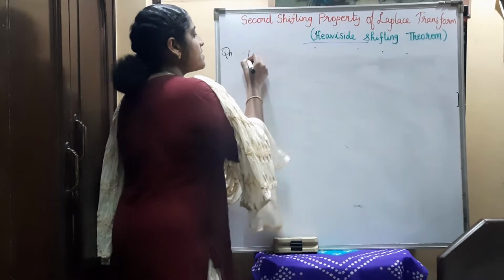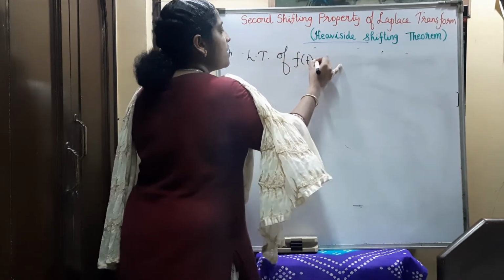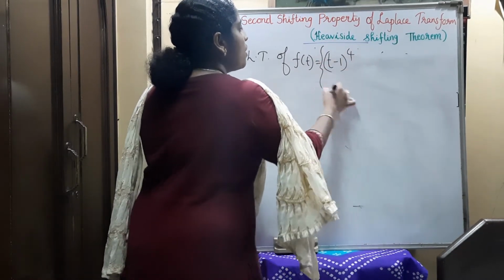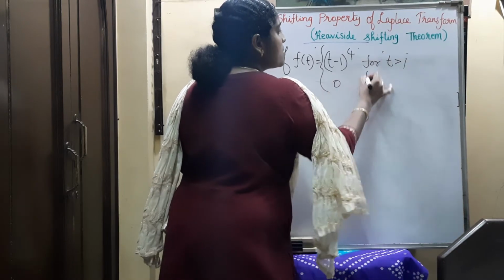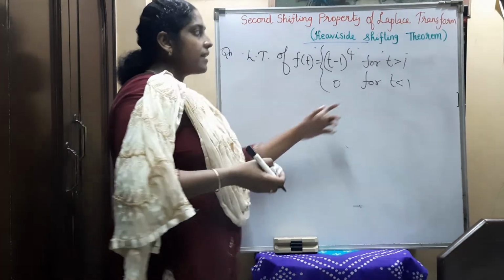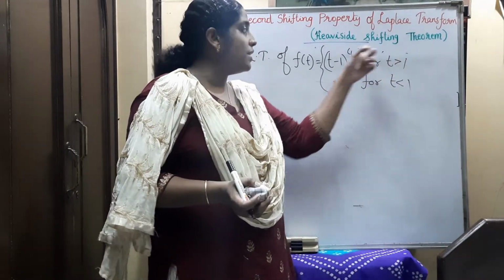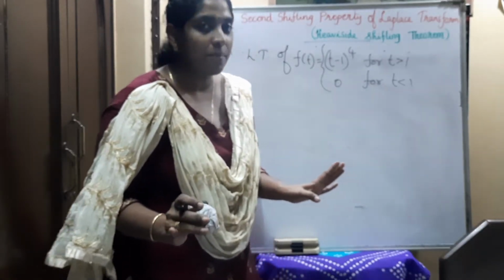Find the Laplace transform of f(t) equal to (t − 1)^4 for t greater than 1, and equal to 0 for t less than 1. See, these two conditions are there, t greater than 1 and t less than 1, and the a value is shifted here. So it is clear that we can apply the second shifting property here.